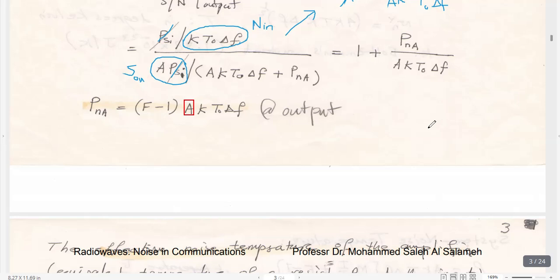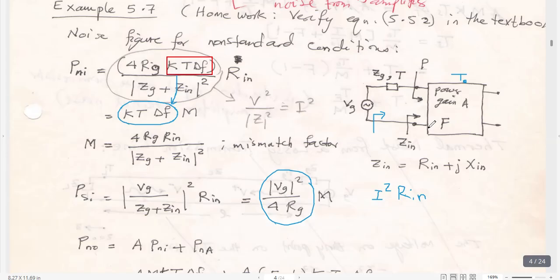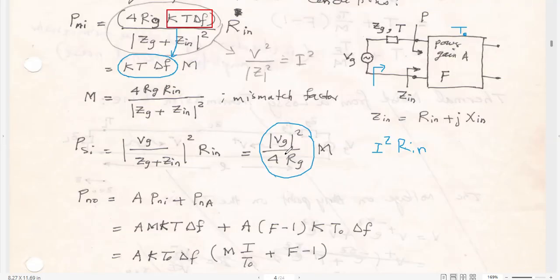It is Vg squared over 4R times M. M is the mismatch factor. It is given by this equation.